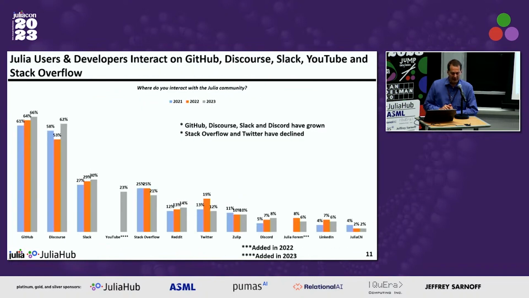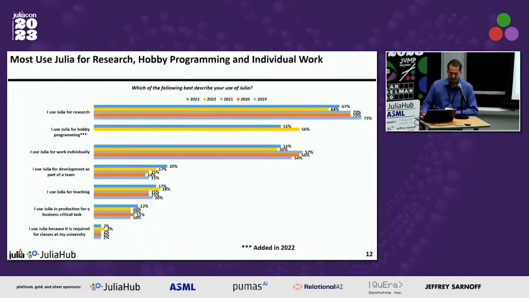Where do you interact with the Julia community? GitHub, number one, Discourse, and Slack, followed by YouTube and Stack Overflow. Which of the following best describe your use of Julia? Number one is research. Number two is hobby programming. Then individual work, followed by work as part of a team, which has been increasing. And hobby programming has been declining.